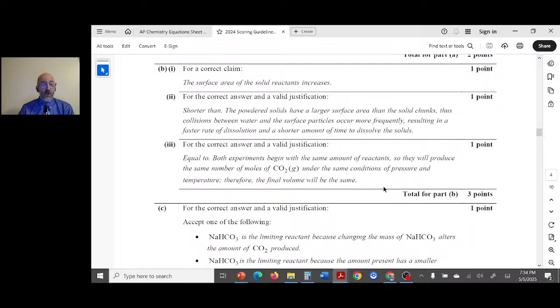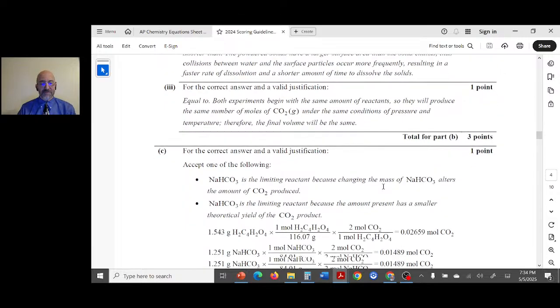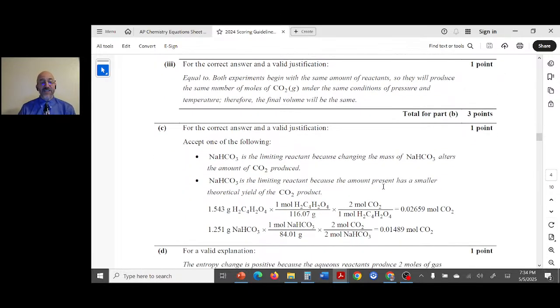Okay, so sodium bicarbonate, or NaHCO3, is the limiting reactant because changing the mass of that substance alters the amount of CO2 produced. Or you could go ahead and convert each of them into product and say that the limiting reactant was the one that produced the smaller amount of product. So 2 ways to do it. One more traditional with respect to grams and moles, but the other just kind of paying attention to how those variables were changed.